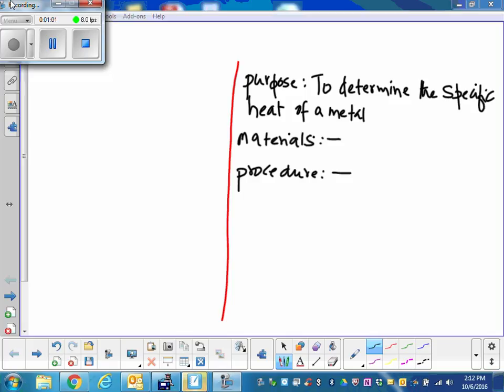Now, on your left side, let's brainstorm the process. Let's try to write the procedure. We have a little bit of an idea by doing calculation how to calculate the specific heat of a metal. Yes? All right, so we said heat lost by metal equals heat gained by water. Yes or no?